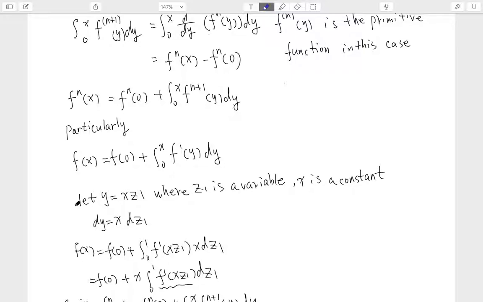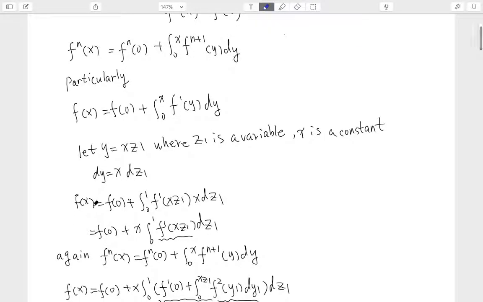So we conduct the following procedure: let y equal x times z1, where z1 is a variable and x is a constant. In this case, dy is equal to x times dz1. And as you can see in this row, if we do this kind of substitution, we have successfully taken out x as a constant, and that means we are moving a step forward towards our target.